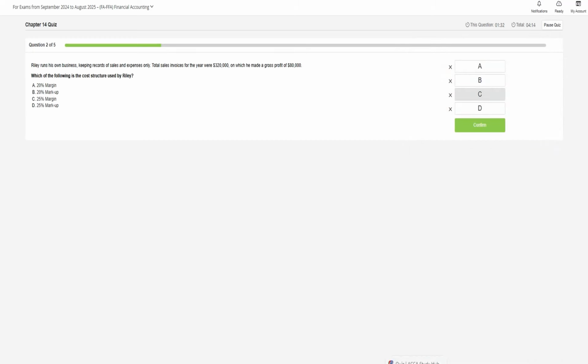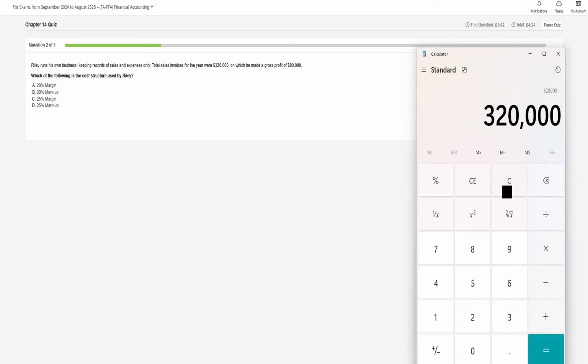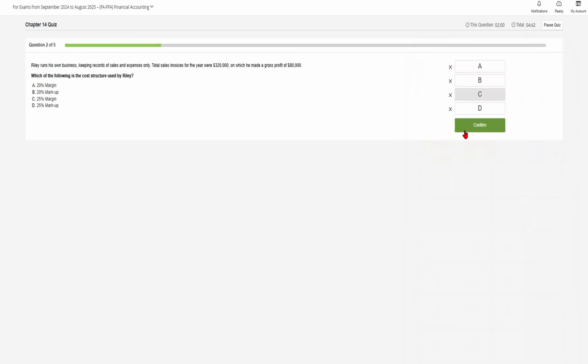For markup, we need to find the cost figure. So what is the cost of sales? If 320,000 is the sales and 80,000 is your gross profit, that means 240,000 is your cost of sales. Now we will divide 80,000 by 240,000, and it will give me a markup of 33%, which is not in our options, so that means C is the correct one.